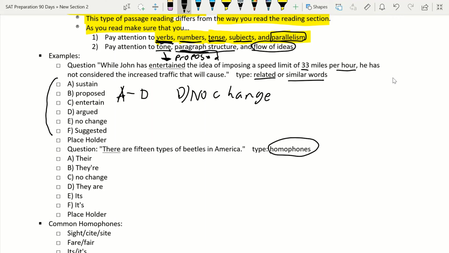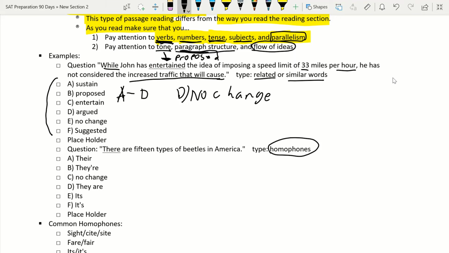Proposed. Because when you entertain an idea, let's think about if you're entertaining an idea, right? You're not really advocating it that much, you're just thinking of it, right? If he's just thinking about it and he's not considering the increased traffic that will cause, that's not really an issue, right? He's just kind of brainstorming.